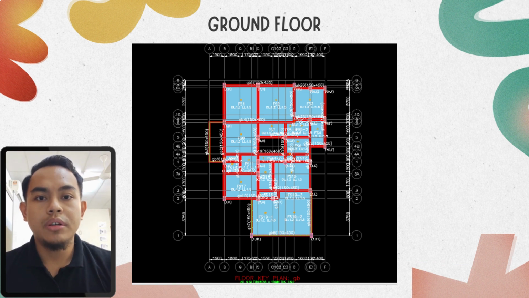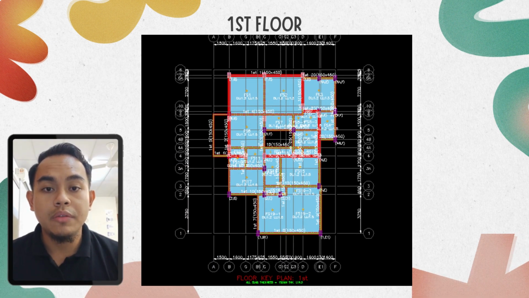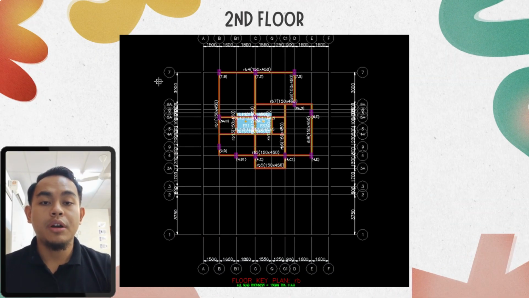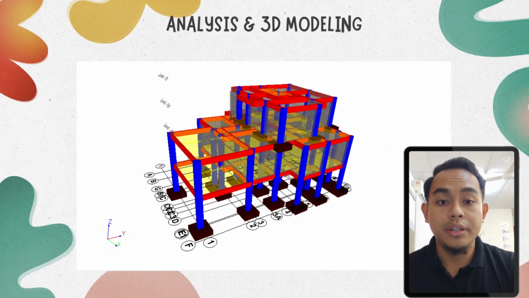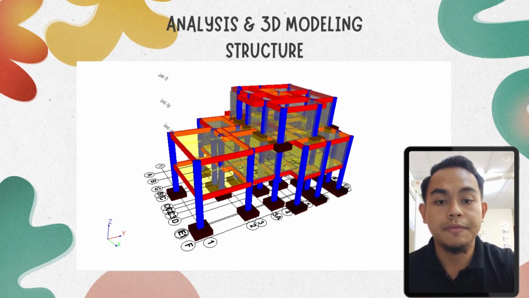This is our ground floor for the double-story semi-detached house. This is the plan layout for the ground floor. This is our first floor plan for our double-story house. This is our second floor for our double-story house. And this is our 3D model plan view for our double-story house after we designed the house layout by layout, and this is our final design for the double-story house.